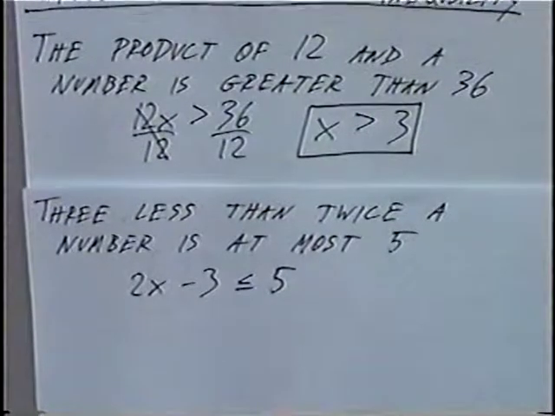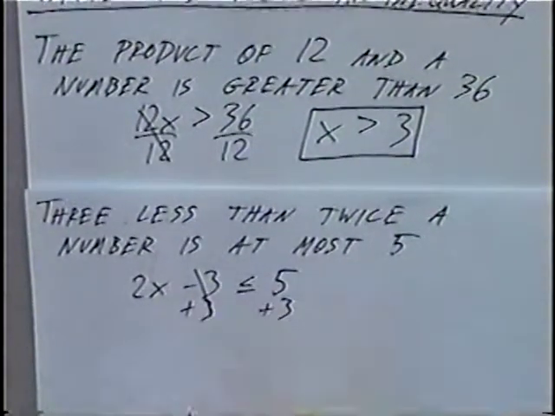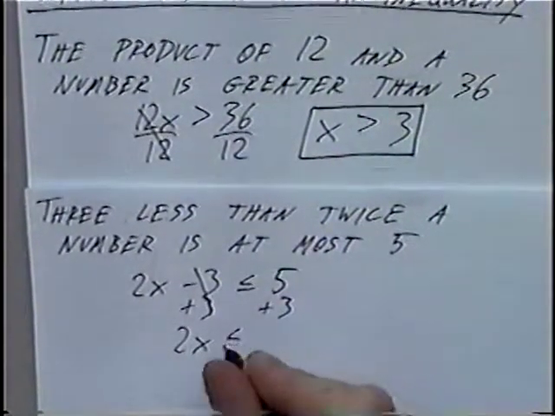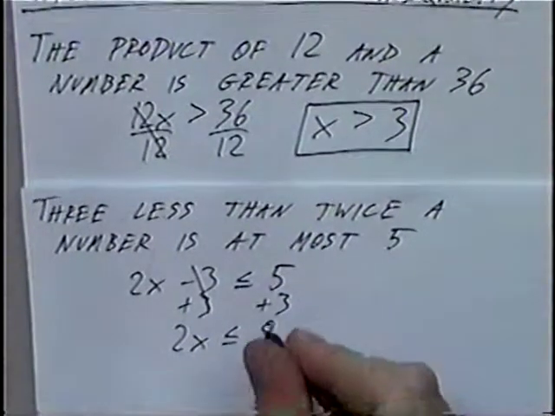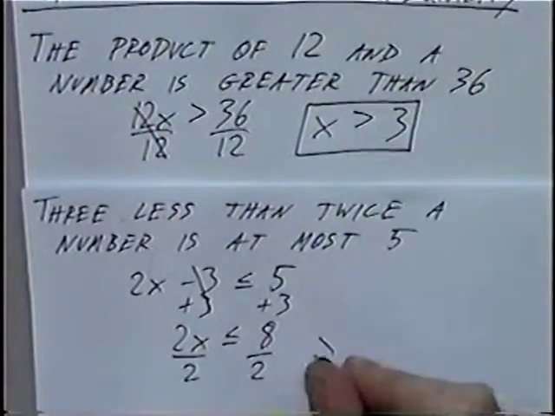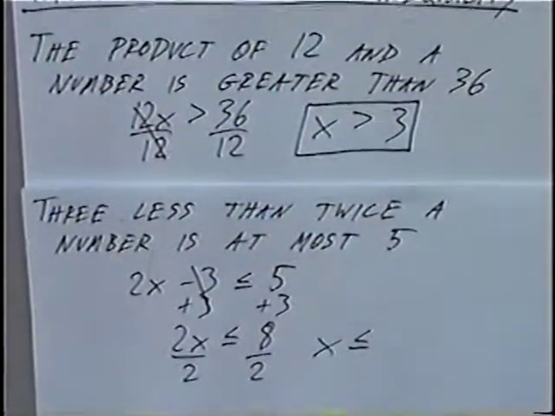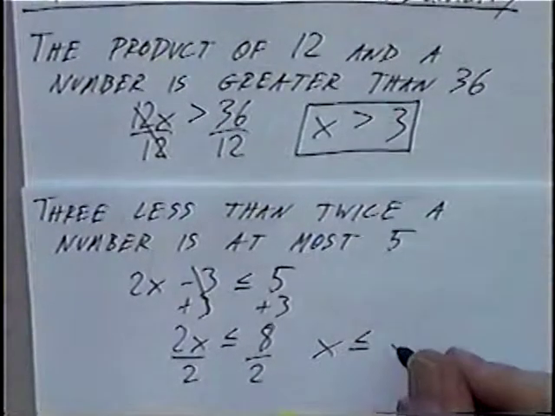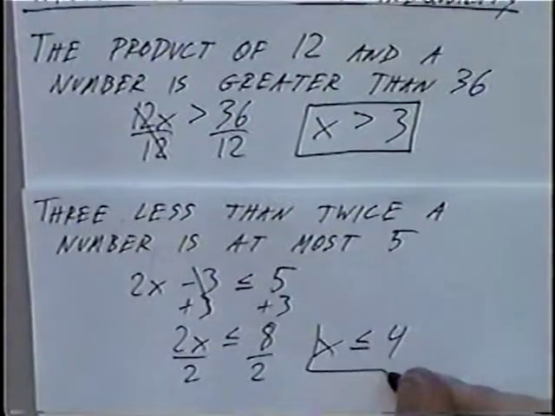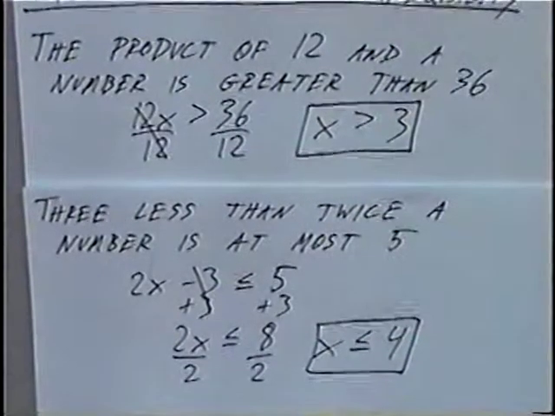And the last part, solving this inequality, solving for x. We can add 3 on both sides. 2x is less than or equal to 8. And dividing by 2, x. The inequality stays the same, less than or equal to, whenever you divide by a positive number, 4. So the answer is x is less than or equal to 4.